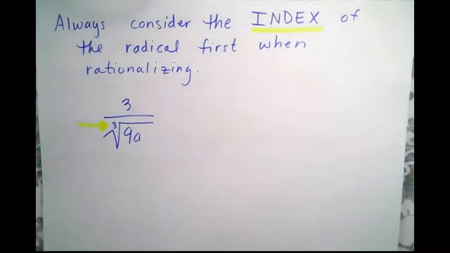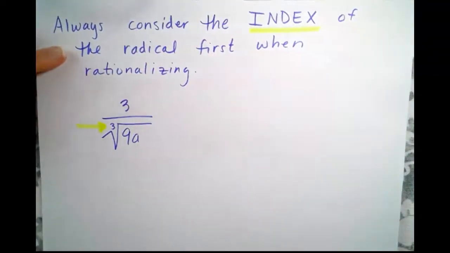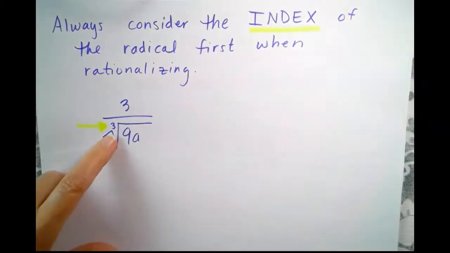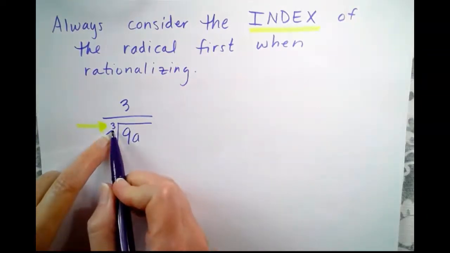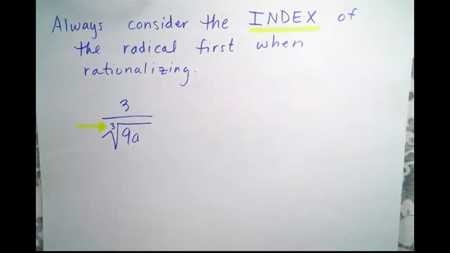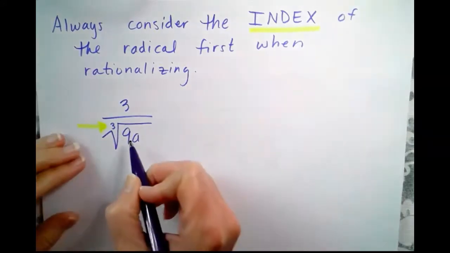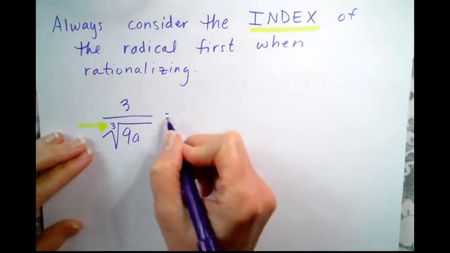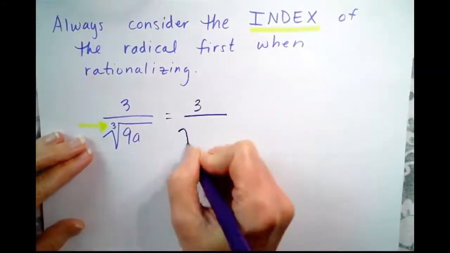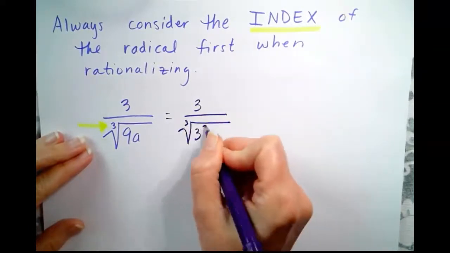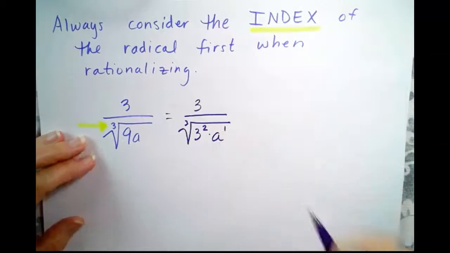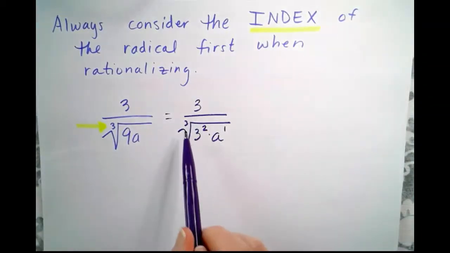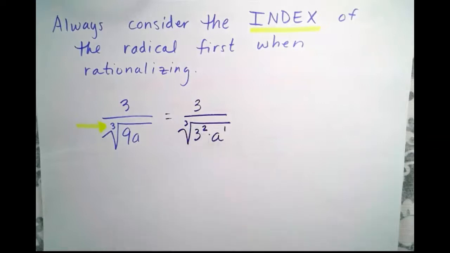Now, we always need to consider the index of the radical first when rationalizing. So we just did 2 square roots. Now we're going to deal with a cube root. The index is 3 in this situation. And think about what we have here. And I hope you're thinking that 9, if we were to factor it, would be 3 squared. So, can we simplify the cube root of 3 squared?